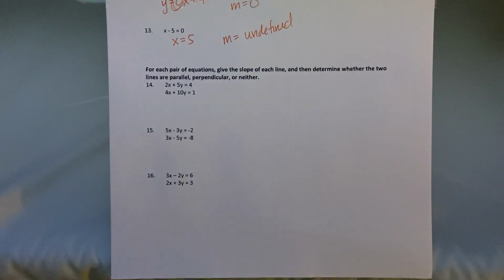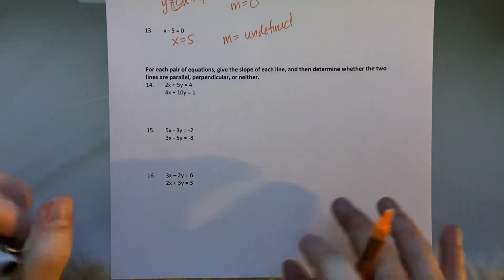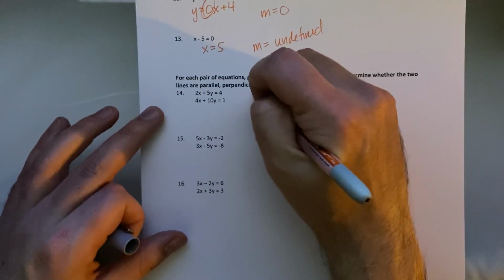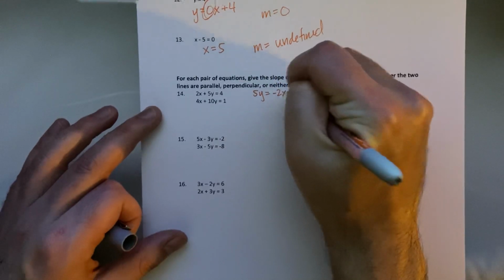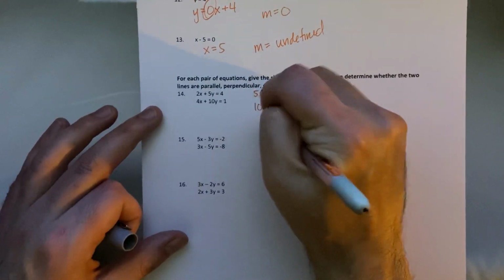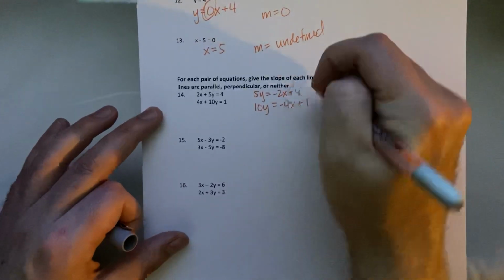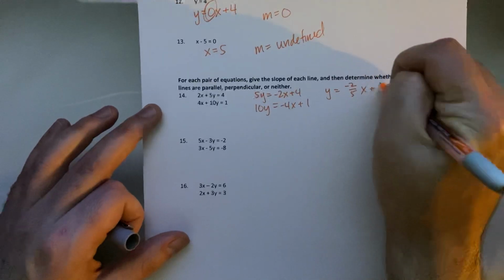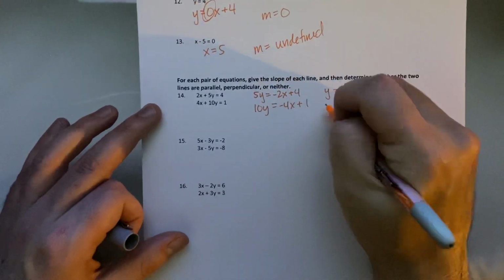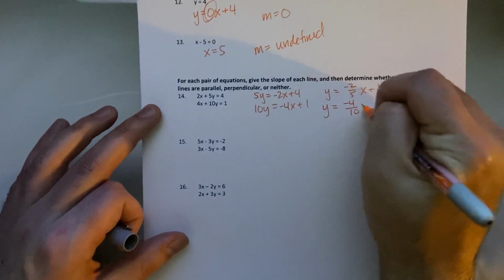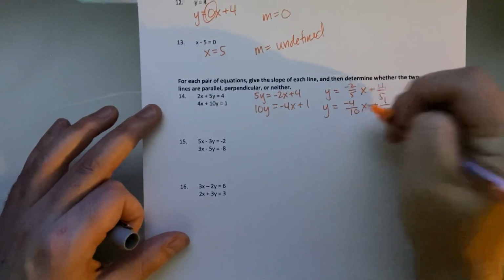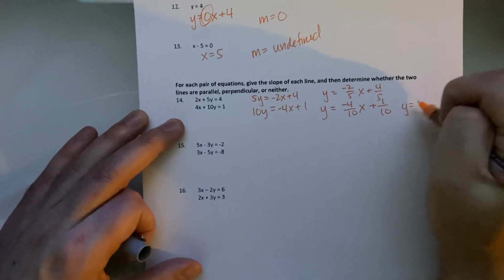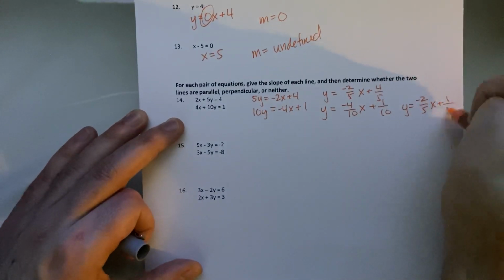For each pair of lines, given the slope, give the slope of each line and determine whether each line are parallel or perpendicular or neither. It's just going to require a lot of work. So get your y's by yourself. So here it's 5y equals negative 2x plus 4. Here we've got 10y equals negative 4x plus 1. Divide the first equation by 5. Y equals negative 2/5 x plus 4/5. Divide the second equation by 10. Y equals negative 4/10 x plus 1/10. But negative 4/10 reduces to negative 2/5 x plus 1/10.